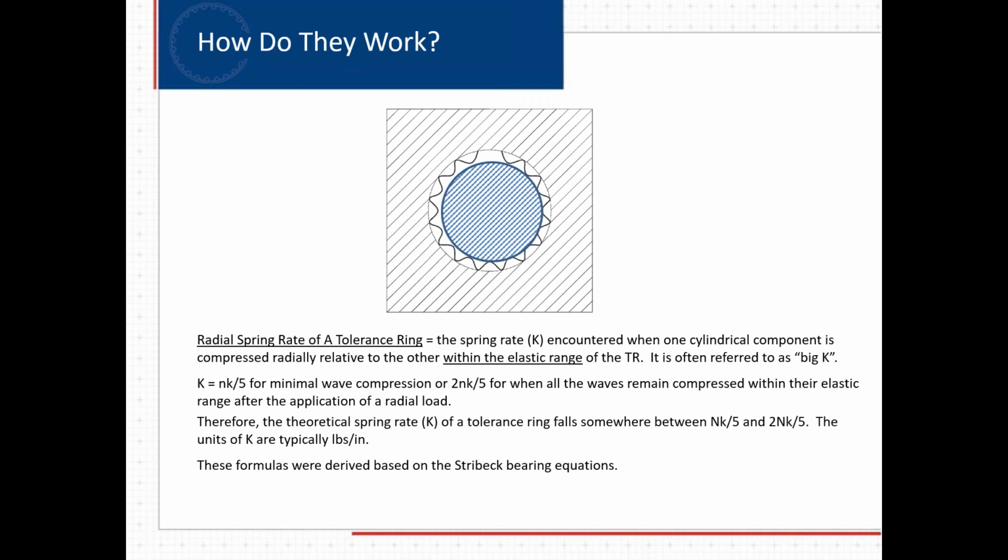Big K is the spring rate encountered when one cylindrical component is pressed relative to the other within the elastic range of the tolerance ring. Big K is typically calculated by n, the number of waves, times little k, divided by 5. So essentially what this is saying is that 20% of the waves are doing the work of reacting to any component's movement relative to the other. And these formulas were derived based on the Strybeck bearing equations, for those of you who are familiar with those. So it falls in line very much with the calculations done for balls within a ball bearing.